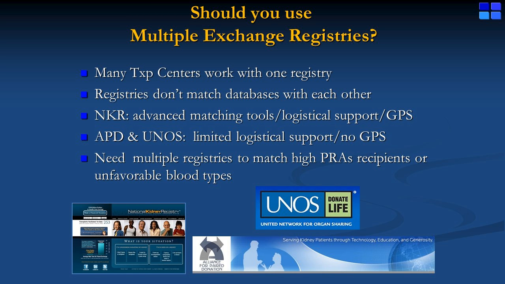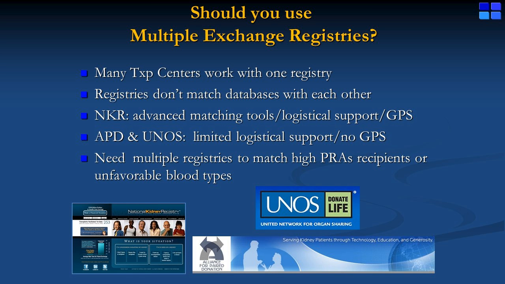So we match with several large registries, and why would we do that? Many transplant centers just work with one registry, but over the years we found that registries don't match databases with each other. That has become a standard. But different registries offer our patients different opportunities. We know that National Kidney Registry has advanced matching tools on their website, which allows us to look for incompatible exchange. We do ABO and HLA incompatible exchange. They offer more logistical support and GPS with matching. But APD and UNOS are terrific registries to use, and we know what services we will receive from them.